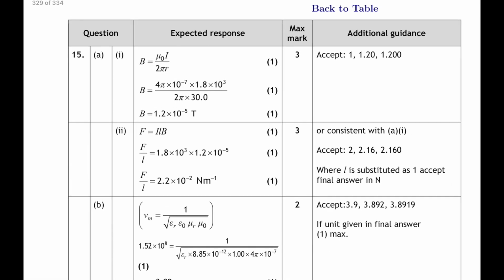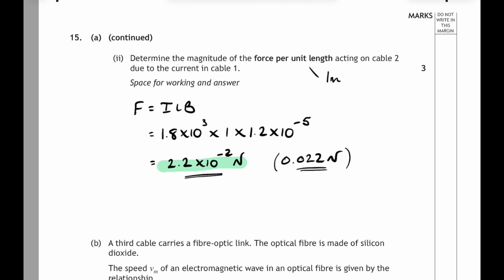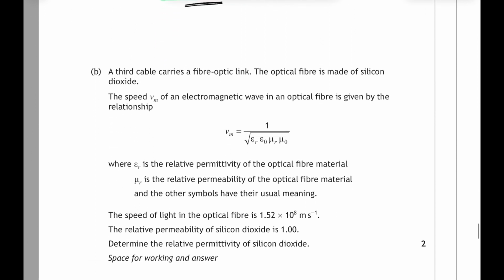So part 1, there's our answer of 1.2 times 10 to the minus 5 Tesla. That's a standard 3 marker. And for part 2, we're using F equals ILB to get the force per unit length. So we're substituting in the length of 1 metre to get a force per unit length of 2.2 times 10 to the minus 2 newtons per metre. Notice the units there, newtons per metre. But on the right hand side, it says where L is substituted as 1, accept the final answer in newtons. That was the way I did it. But both of them acceptable there.